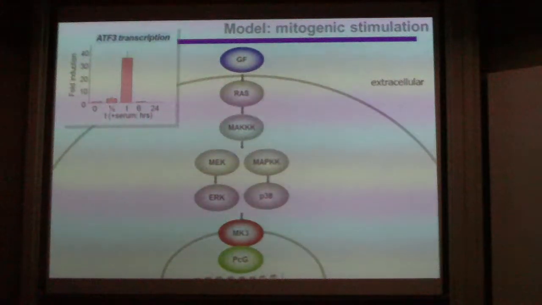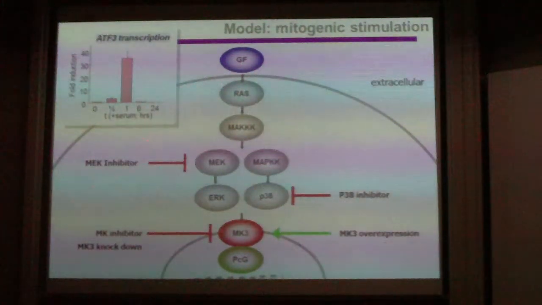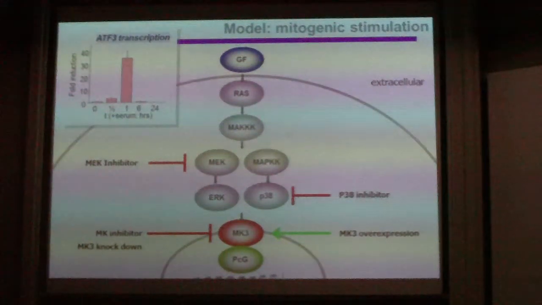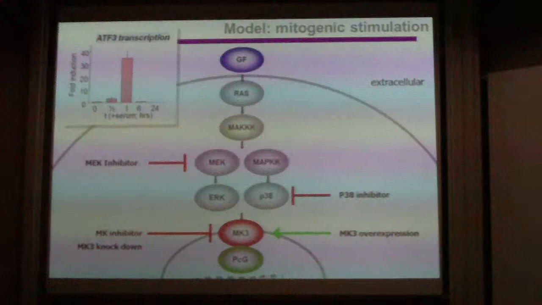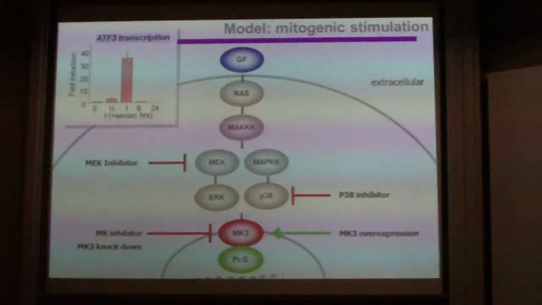Yeah. So we can either inhibit the kinase or take it away. That's actually what we did. So we have different inhibitors available. We have the MEK inhibitor, which is U0126, which was also in the paper. It inhibits activation by MEK, so actually it's also indirectly an ERK inhibitor.